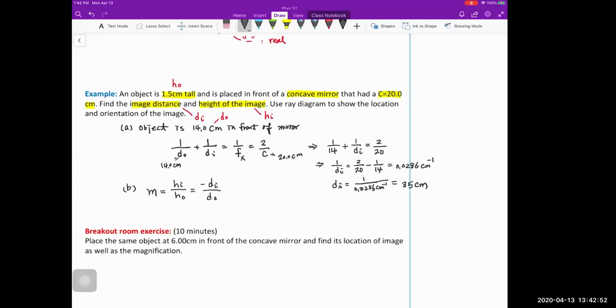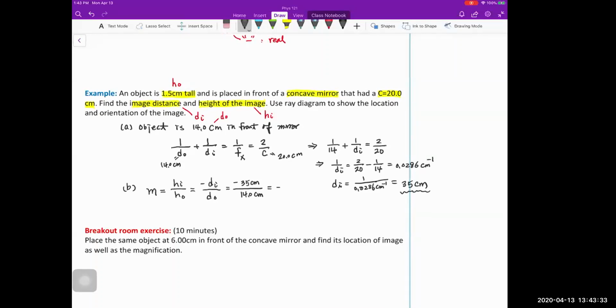What is the sign of the DI? Well, we just solved the DI as a positive value. So you're going to put the positive value in there, but there's a negative sign in front of that. So this is negative 35 centimeter. What is the object distance? The object distance is 14.0 centimeter, and the object is in front of the mirror, so it's going to be a positive value. So that tells you what the magnification is. This magnification is actually equal to minus 2.5.